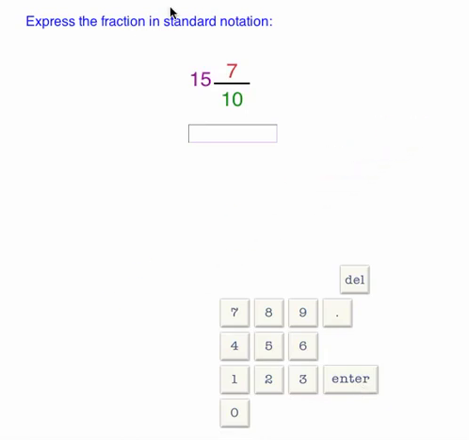Express the fraction in standard notation. So here we have a whole number. So 15, then we press the decimal. So 15 and 7 tenths. So 7 tenths, put my 7. Is the 7 in the tenths position? It is. Okay, and that's our answer.